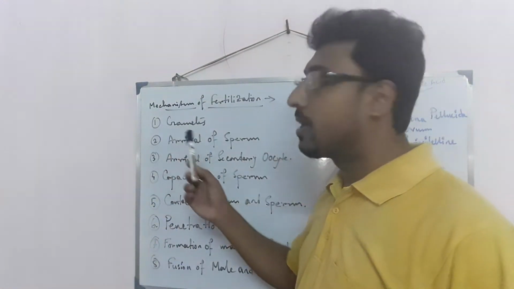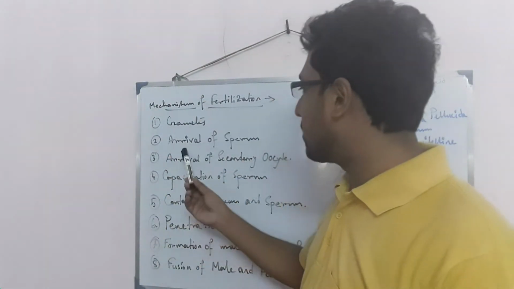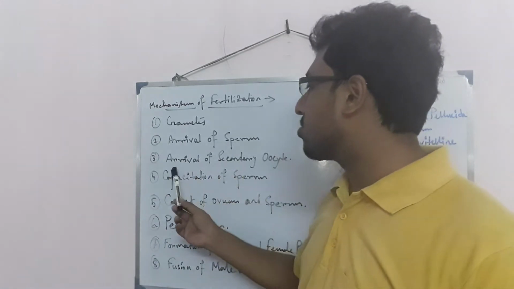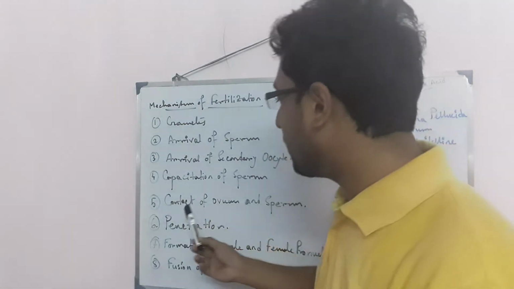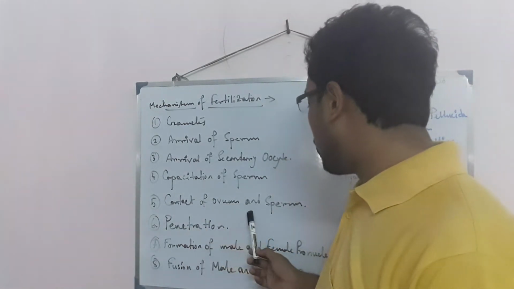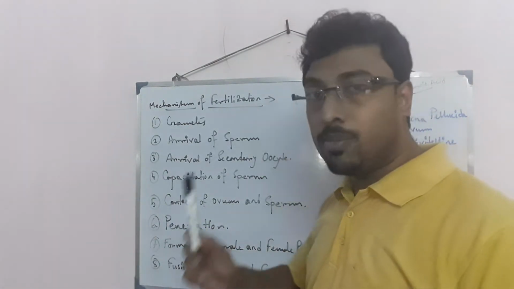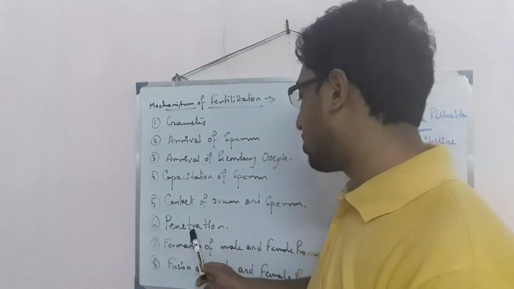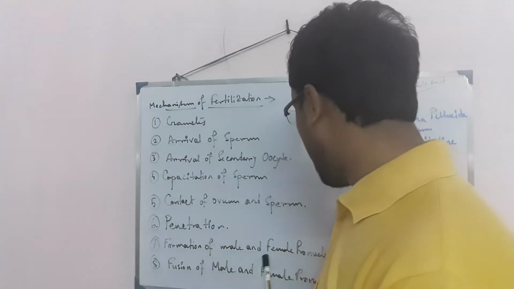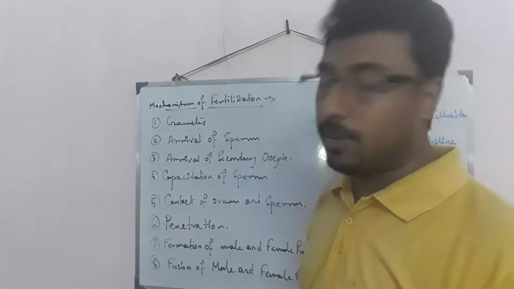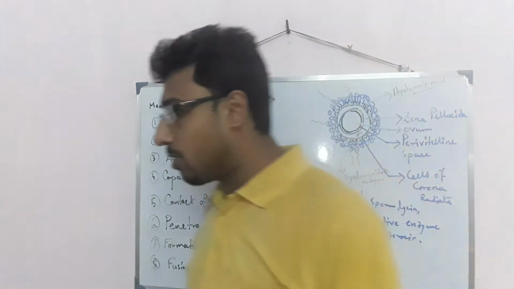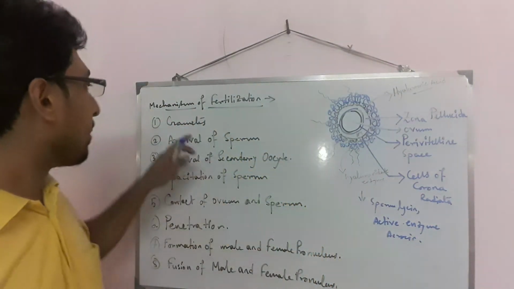Number 1, gametes, means production of gametes. Number 2, arrival of sperm. Number 3, arrival of secondary oocyte. Number 4, capacitation of sperm. Number 5, contact of ovum and sperm. And number 6, a very important step, penetration. Number 7, formation of male and female pronucleus. Number 8, fusion of male and female pronucleus.